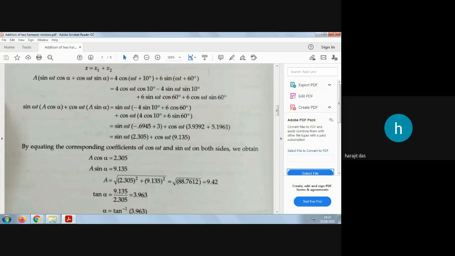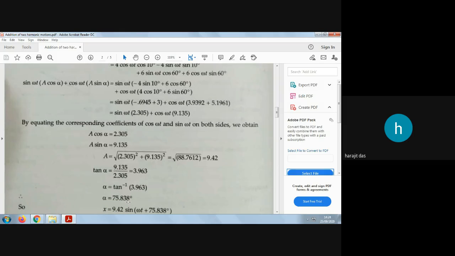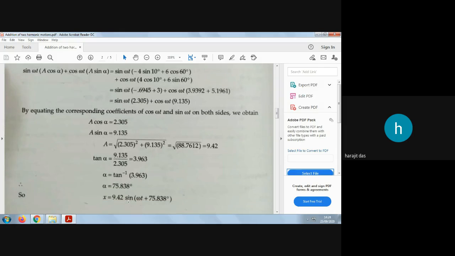Then dividing this equation by this, equation 2 by 1, you will get sine alpha by cos alpha, so A will be cancelled out: 9.135 divided by 2.305. If you take the inverse tan of that angle, you will get the value of alpha. So alpha will be 75.83, approximately 76 degree. You will have to write 75.838 degree, up to 3 or 4 decimal places. If you write that, it will be good.